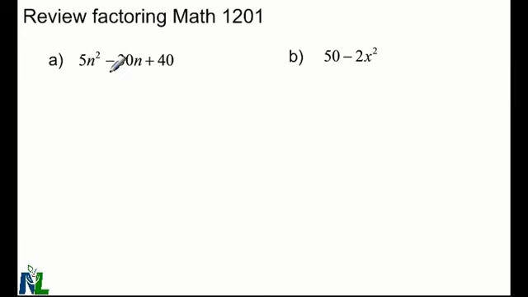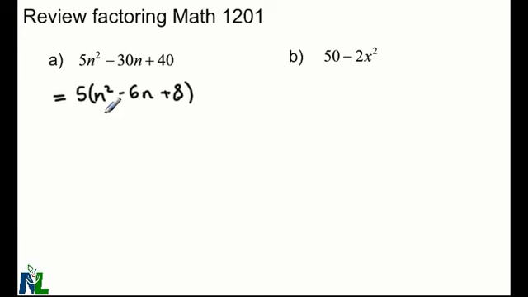Once again, a good strategy when trying to factor any trinomial or any polynomial is to see if there is a greatest common factor that can be removed from each term prior to trying some other type of factoring. So if I look here and I see 5, 30, and 40, I can see that I would be able to factor 5 out of all three terms. If I factor 5 out of the first term, I have n squared left. If I divide 30 by 5, that gives me 6n left. And if I divide 40 by 5, that gives me 8.